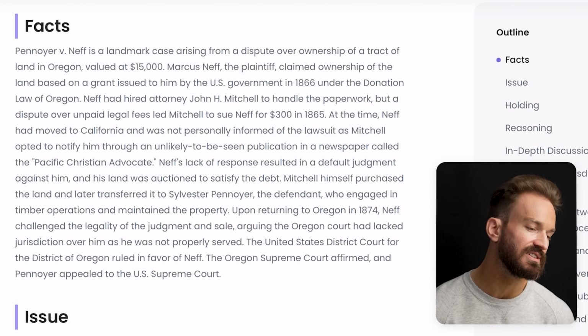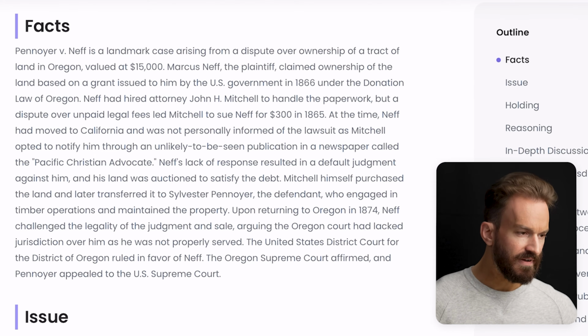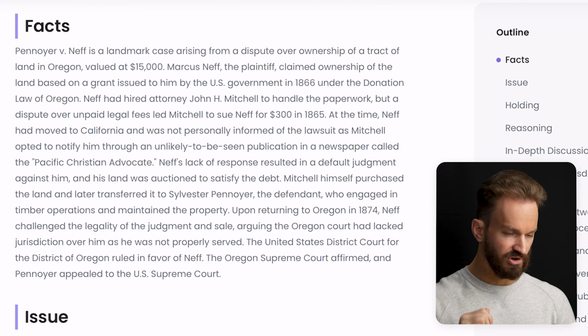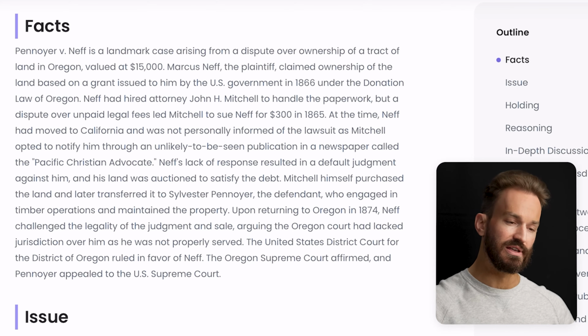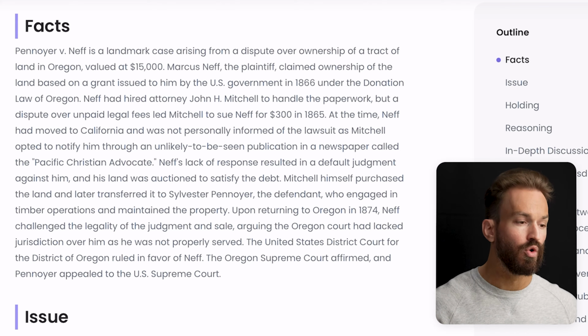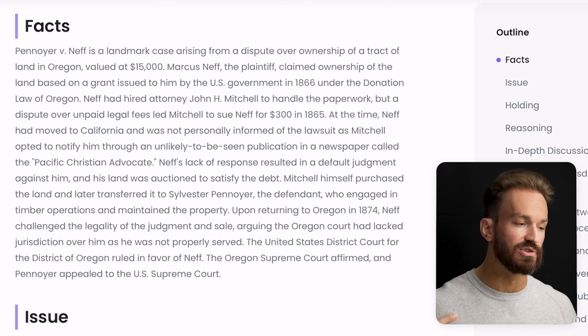Government in 1866 under the donation law of Oregon. Yeah, so the federal government wants to incentivize settlement of Oregon on the Oregon Trail. So they're issuing these grants basically to incentivize pioneers, whoever, to go and settle the land in Oregon. Neff is one of these people who claims ownership under these grants.